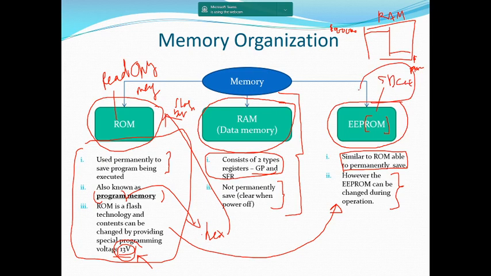This is the one. So any questions? Very simple, right? You have the RAM, you have the ROM, and you have the EEPROM. Any questions? Faham? Ada soalan? Tak ada soalan? So you must understand the concept of these three memories, the types of memories, okay?